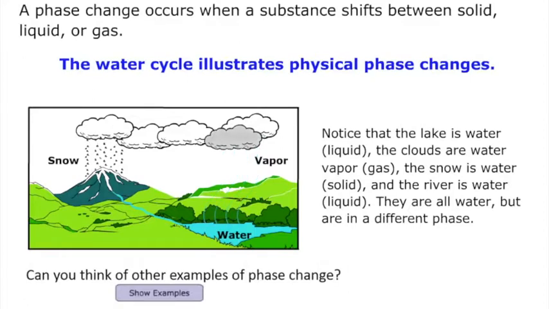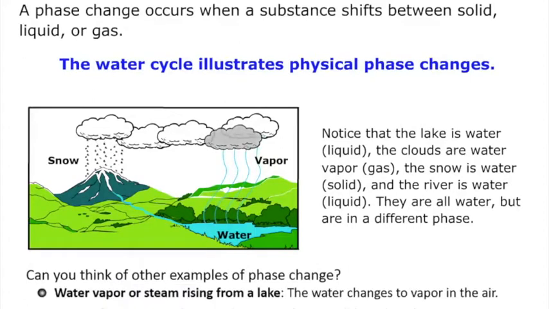A couple of examples are water vapor or steam rising from a lake. The water changes to vapor in the air. Wax melting. Heat melts wax, changing it from a solid to a liquid.